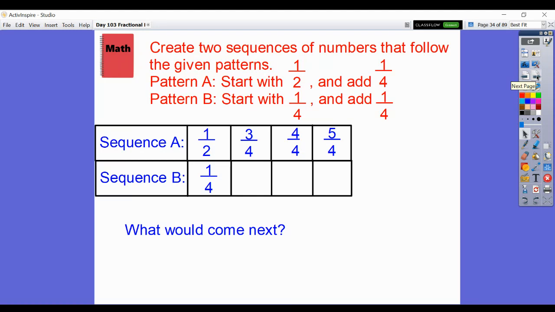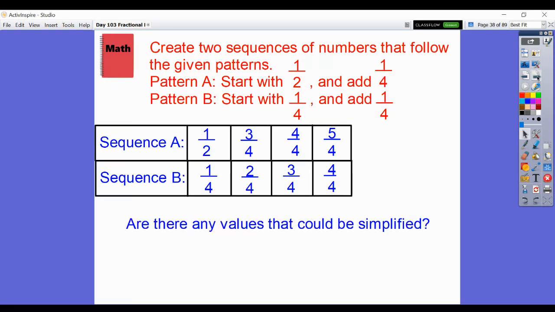Sequence B: 1/4, and you add 1/4. This is a little more straightforward. No converting needs to be done. 1/4 plus 1/4 is 2/4, and then 3/4, and then 4/4. But now the question is, are there any values that could be simplified? Yes, there are. Take a look at that for a moment. Pause it. See what you come up with. How could you write some of those improper fractions as a whole number and fraction? So I'll ask you to pause it there, get your answers ready, and come back and we'll go over it.